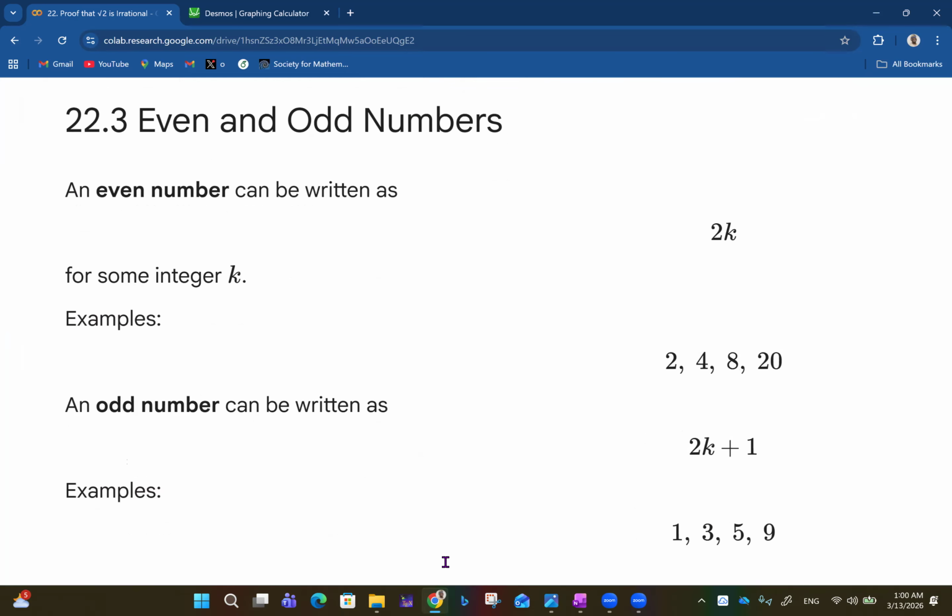So even and odd numbers now. So we need proof by contradiction to prove the square root of 2 is irrational.